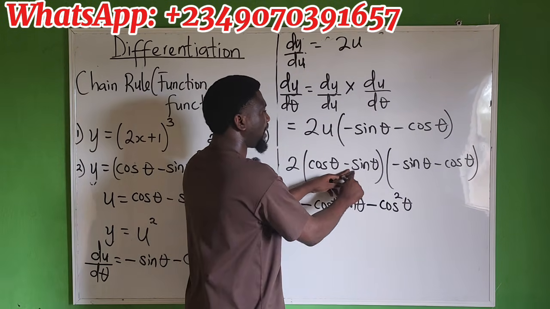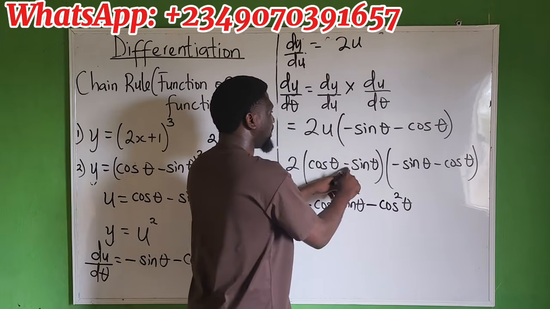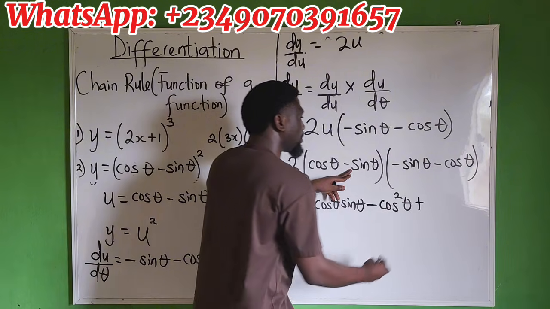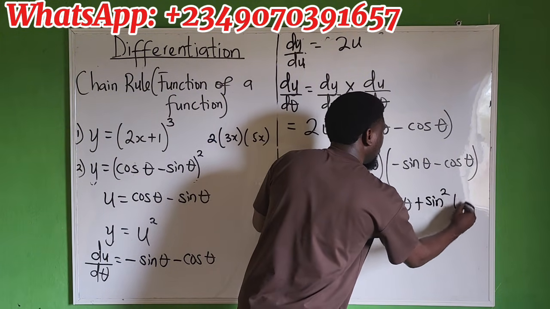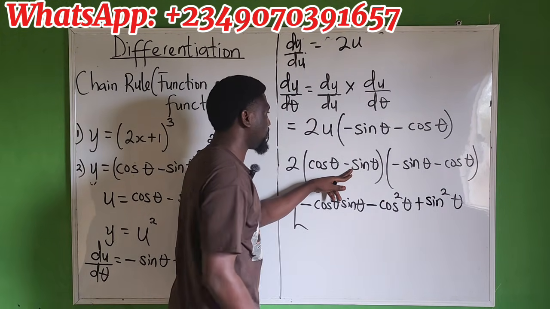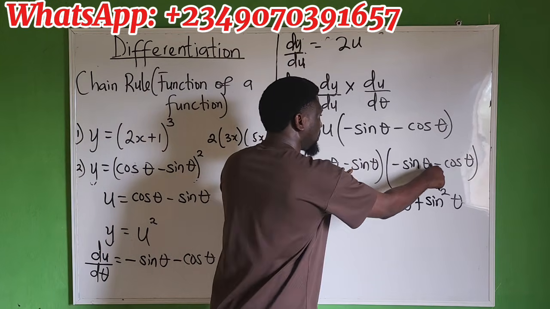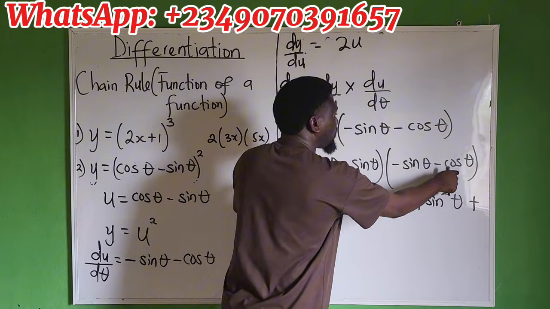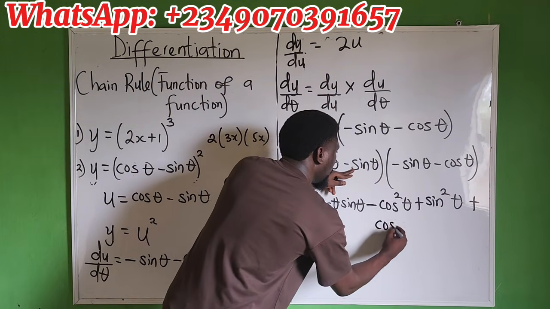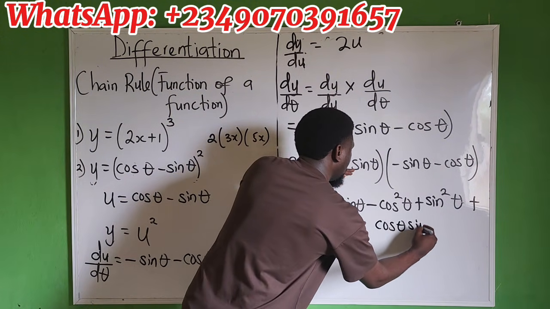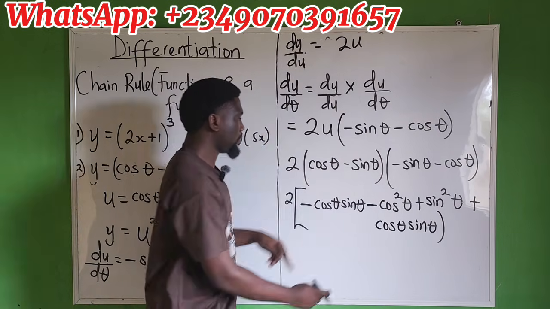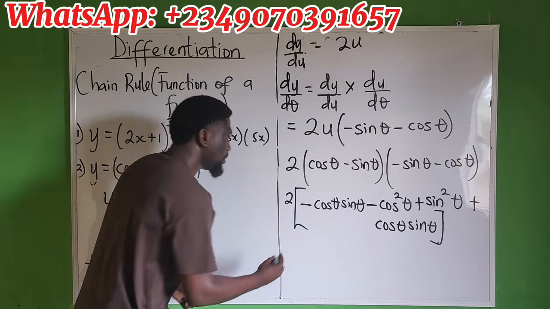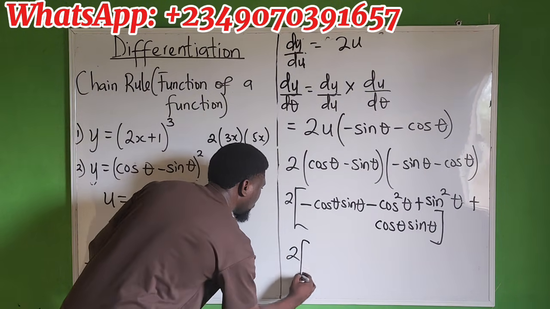Alright. So the next thing is to use minus sin theta to multiply this. Minus times minus is what? That is plus. Sin theta multiplied by sin theta will give us sin squared theta. Right? Minus times minus is what? It is plus. Sin theta multiplied by cos theta will give us cos theta sin theta. Is that taken? Alright. So we have 2 into bracket.